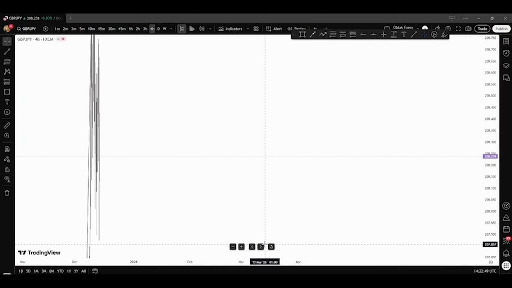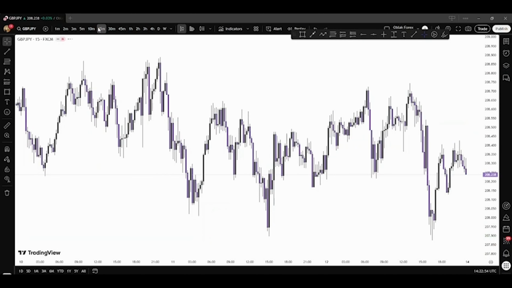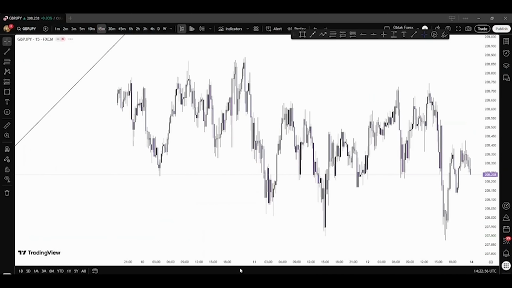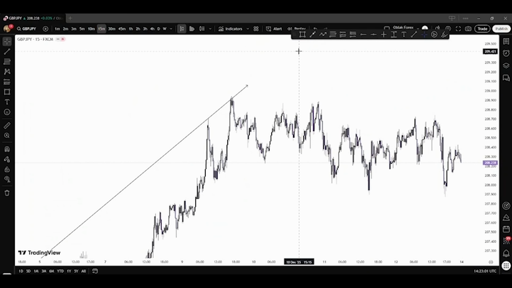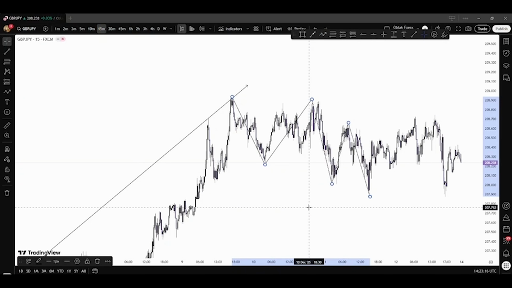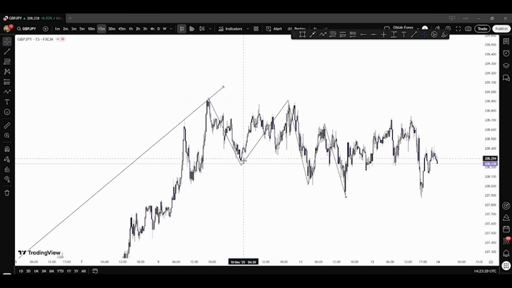Let's use GBPJPY. So I'm currently on the four-hour time frame. Let's go below so that we can see multiple ones faster. You can see we were having a series of downtrend here. You can see we were having lower highs, lower lows, lower high, lower low, lower high, lower low, guys. So this is the downtrend. You see the market is on a downtrend. It's giving us lower highs and lower lows.